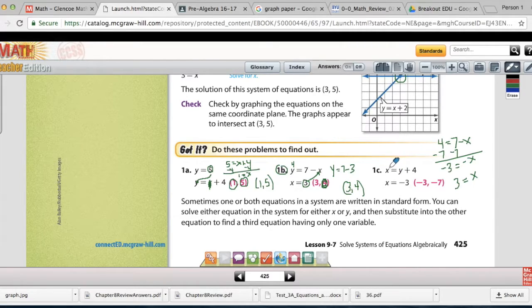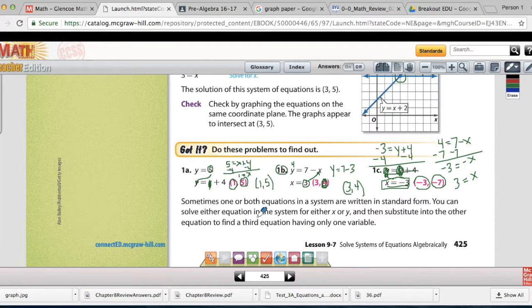Finally, in letter C, 1c, x equals this and x equals this, so we should be able to put in that negative 3 wherever we see an x. Negative 3 equals y plus 4, subtract 4, subtract 4, y is going to be equal to negative 7. And right here it says x equals negative 3, so that's it. We would also get the same answer if we put negative 7 in for y in the first equation. Negative 7 plus 4 is negative 3.